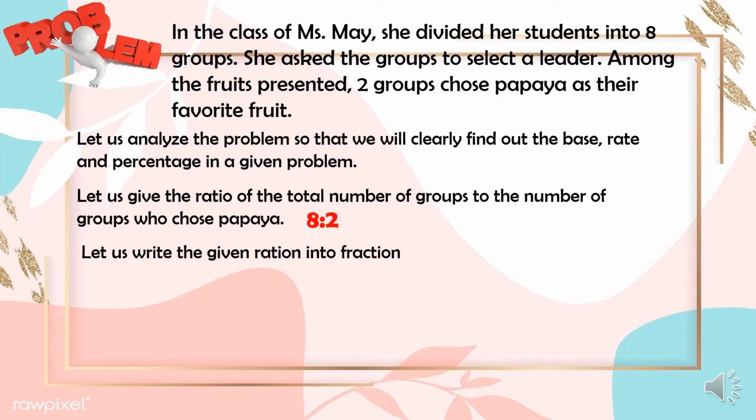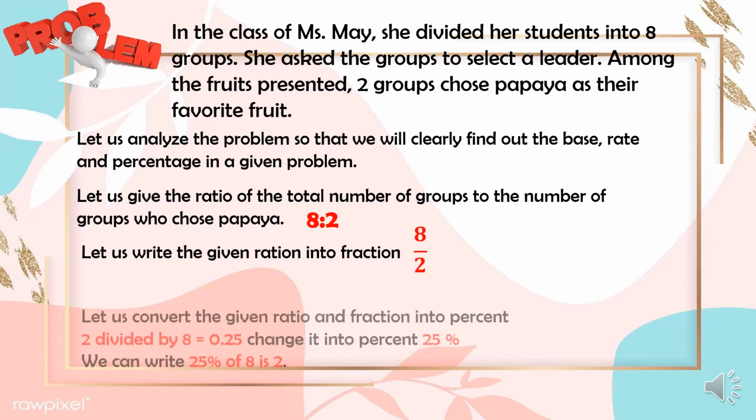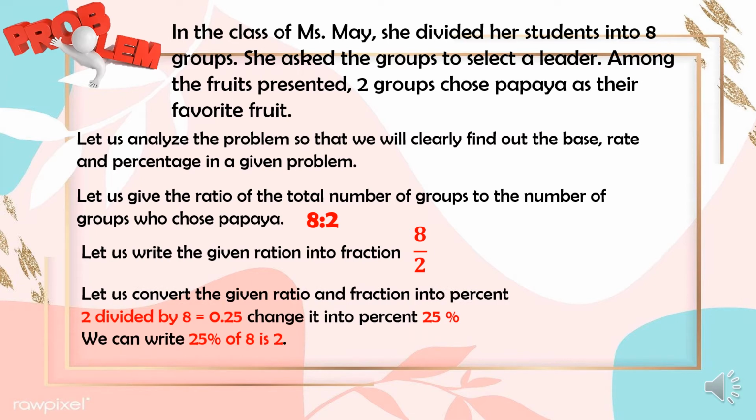Let us write the given ratio in 2 fractions. And that is 2 over 8. Let us convert the given ratio and fraction into percent. So we can convert it by means of division. So 2 divided by 8 is equivalent to 25 hundredths. So change it into percent, that is equivalent to 25%. So we can write 25% of 8 is 2.